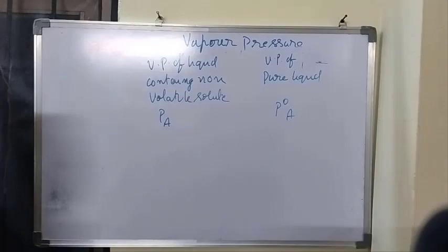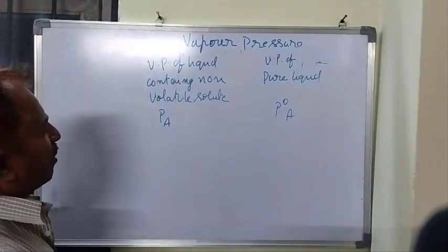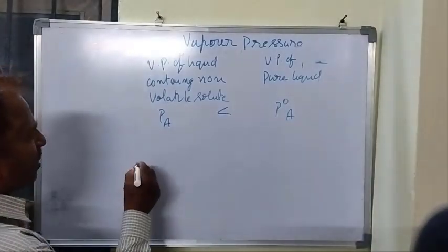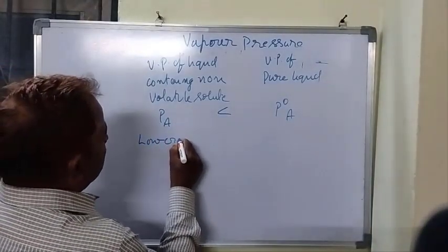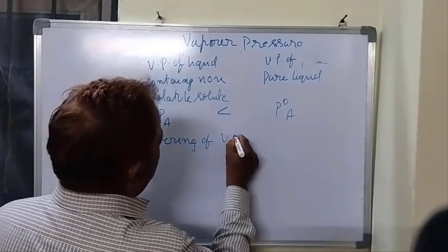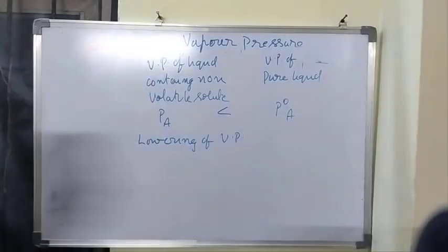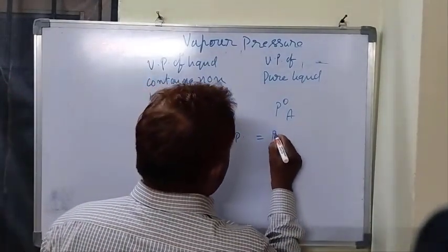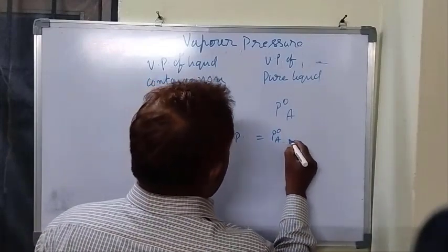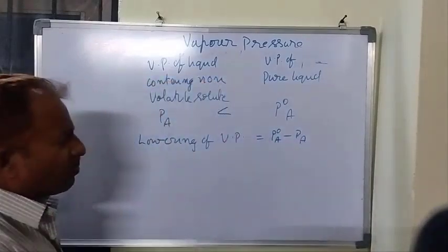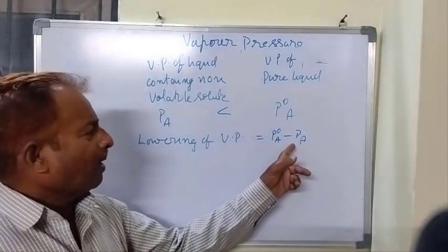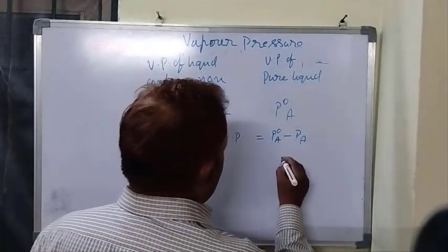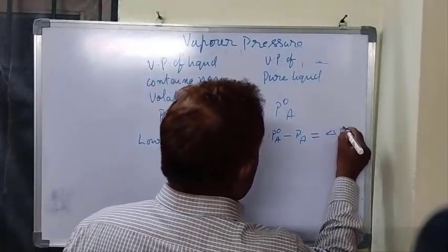So, as we discussed just now, the vapor pressure of the liquid containing a non-volatile solute is less than the vapor pressure of the pure liquid. This is referred to as lowering of vapor pressure. Lowering of vapor pressure is equal to the difference between P0A and PA. That means the difference between the vapor pressure of pure liquid and the vapor pressure of the liquid containing non-volatile solute is referred to as lowering of vapor pressure. This is denoted by delta P.